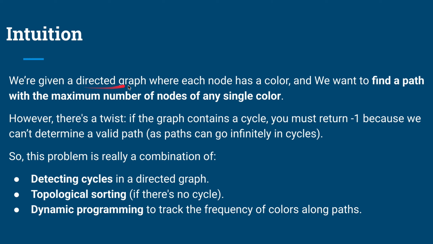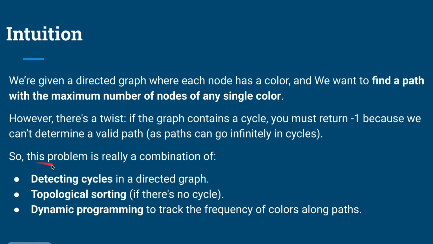We are given a graph where each node has a color, and we want to find the path with the maximum number of nodes of any single color, right? And there is a twist. If the graph contains a cycle, we must return -1 because we can't determine a valid path. The path can go infinite in the cycle, so we'll return -1 in this case.